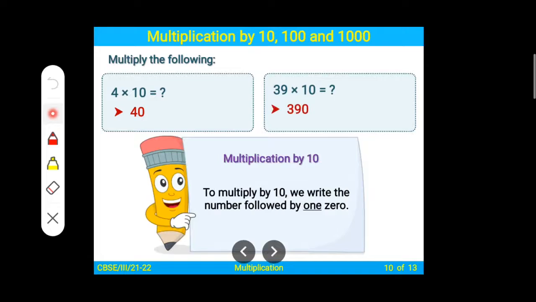Whenever you are doing this with a 4-digit number or 3-digit number, what will happen? What should you do whenever you multiply by 10? You don't have to think anything, just put 0 at the ones place. To multiply by 10, we write the number followed by one 0.